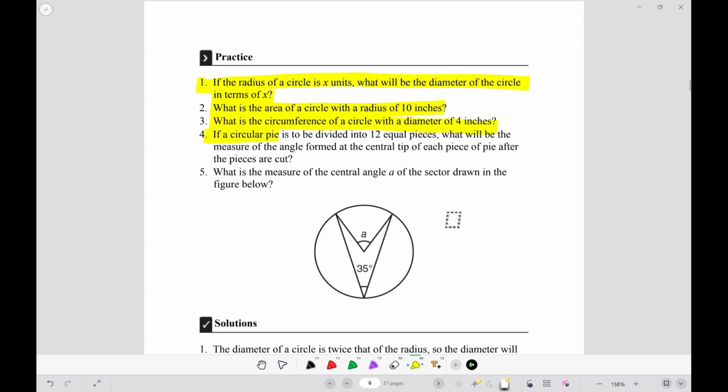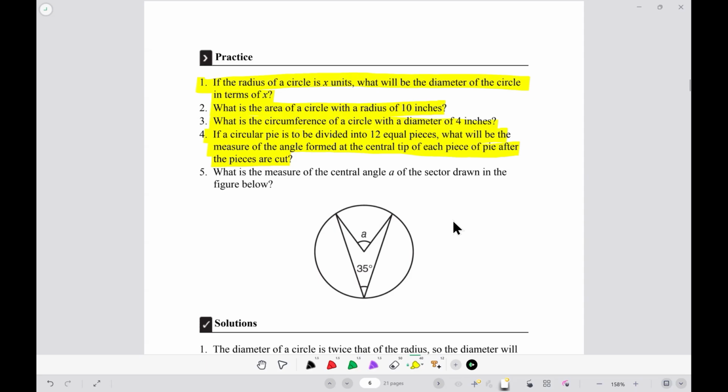If a circular pie is to be divided into 12 equal pieces, what will be the measure of the angle formed at the central tip of each piece of pie after the pieces are cut?